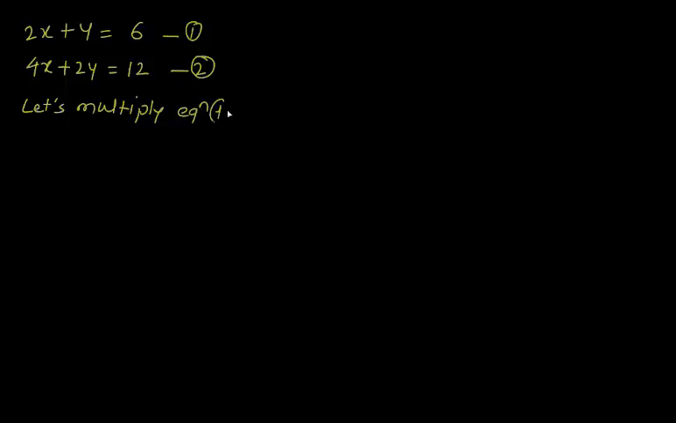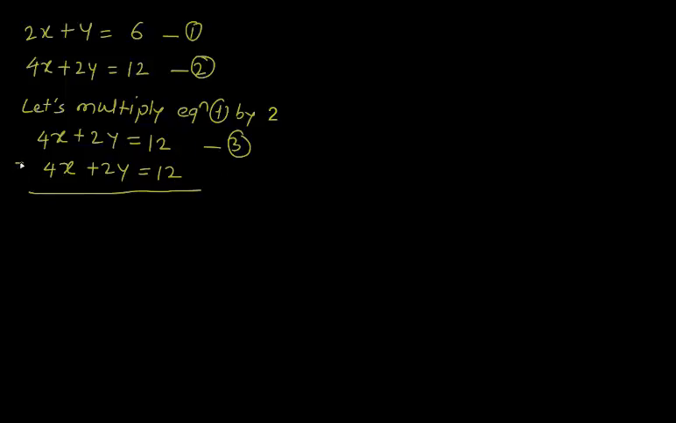So let's multiply equation 1 by 2. So the equation will become 2x into 2 is 4x plus y into 2 is 2y is equal to, so we have to multiply the right hand side by 2 as well. So 6 2s are 12. Now this is our equation 3. Now let's write down equation 2 as it is. So equation 2 is 4x plus 2y is equal to 12.